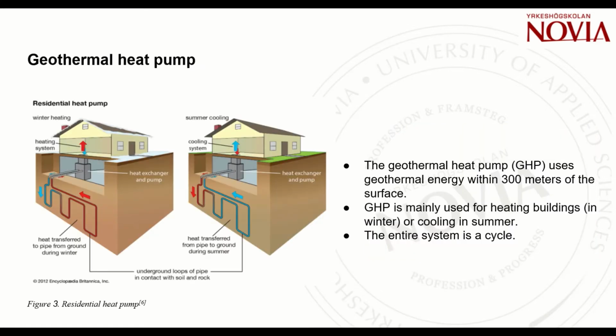The second is the geothermal heat pump, let's say GHP. GHP uses geothermal energy within 300 meters of the surface. In this part of the lithosphere, the temperature is about 5 to 30 degrees. GHP is mainly used for heating of buildings in winter and cooling in summer. As can be seen in this figure, the entire system is a circle consisting of pipes, pumps, and heat exchanger.